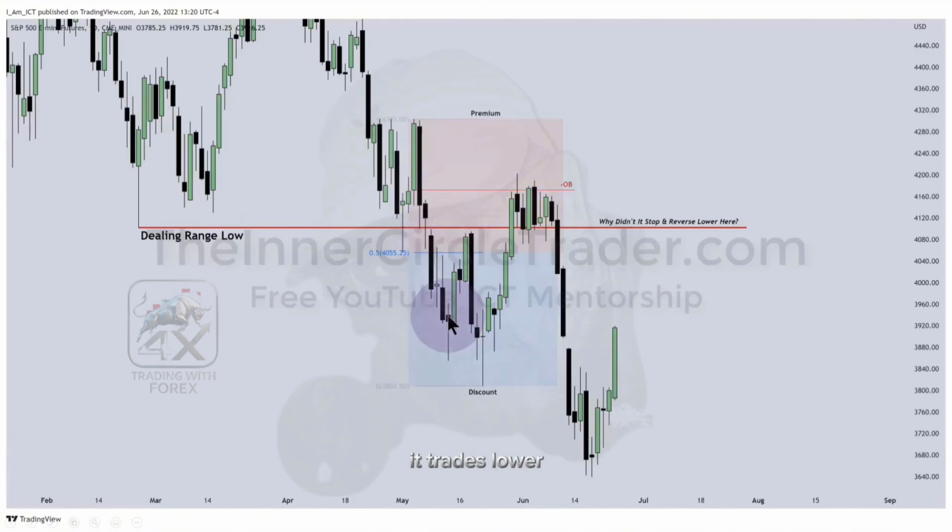It trades lower, comes back up, doesn't really quite get back to that old low, sells off again, then it comes back, ramrods this low here, goes above it, and then consolidates.